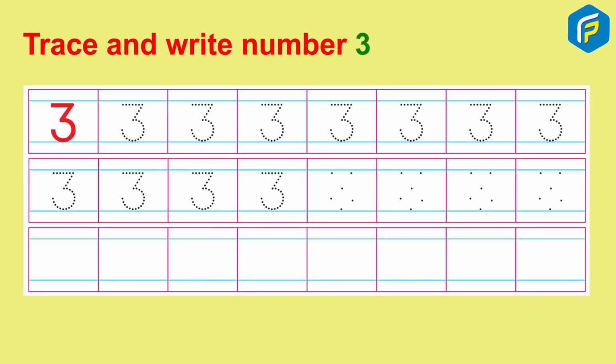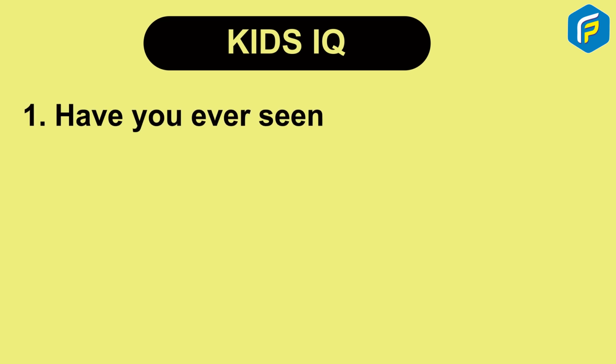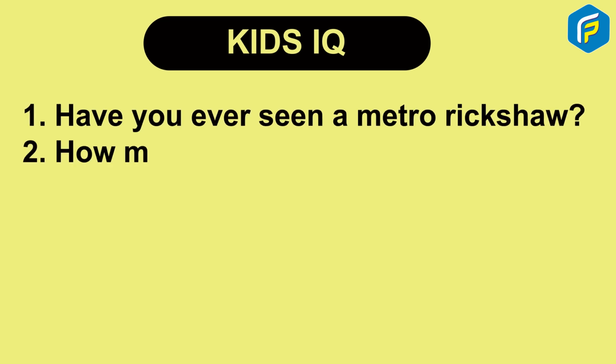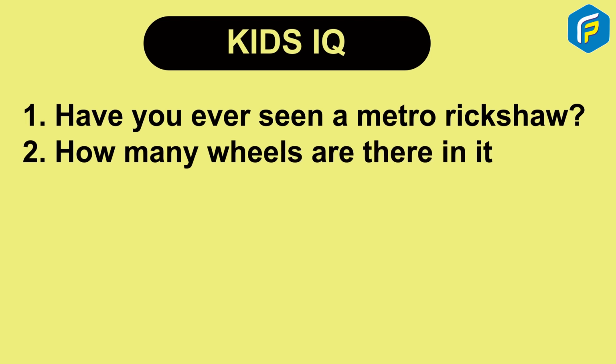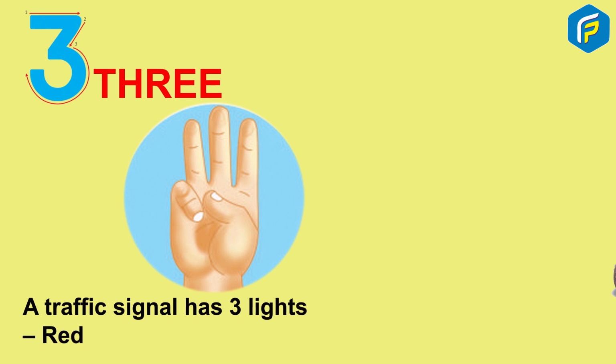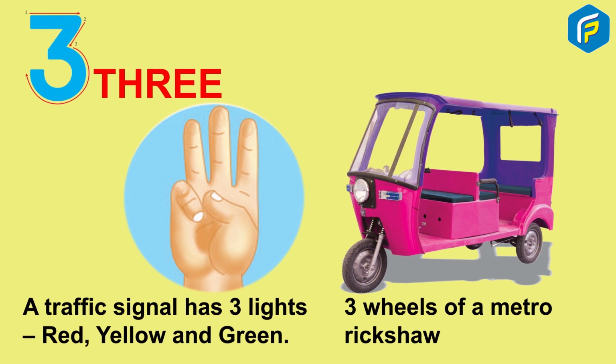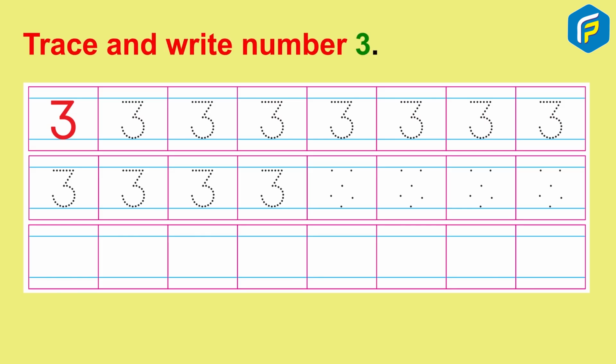Trace and write the number 3. Kids IQ. 1. Have you ever seen a metro rickshaw? 2. How many wheels are there in it? 3. A traffic signal has 3 lights, red, yellow and green. 3 wheels of a metro rickshaw. Trace and write the number 3.